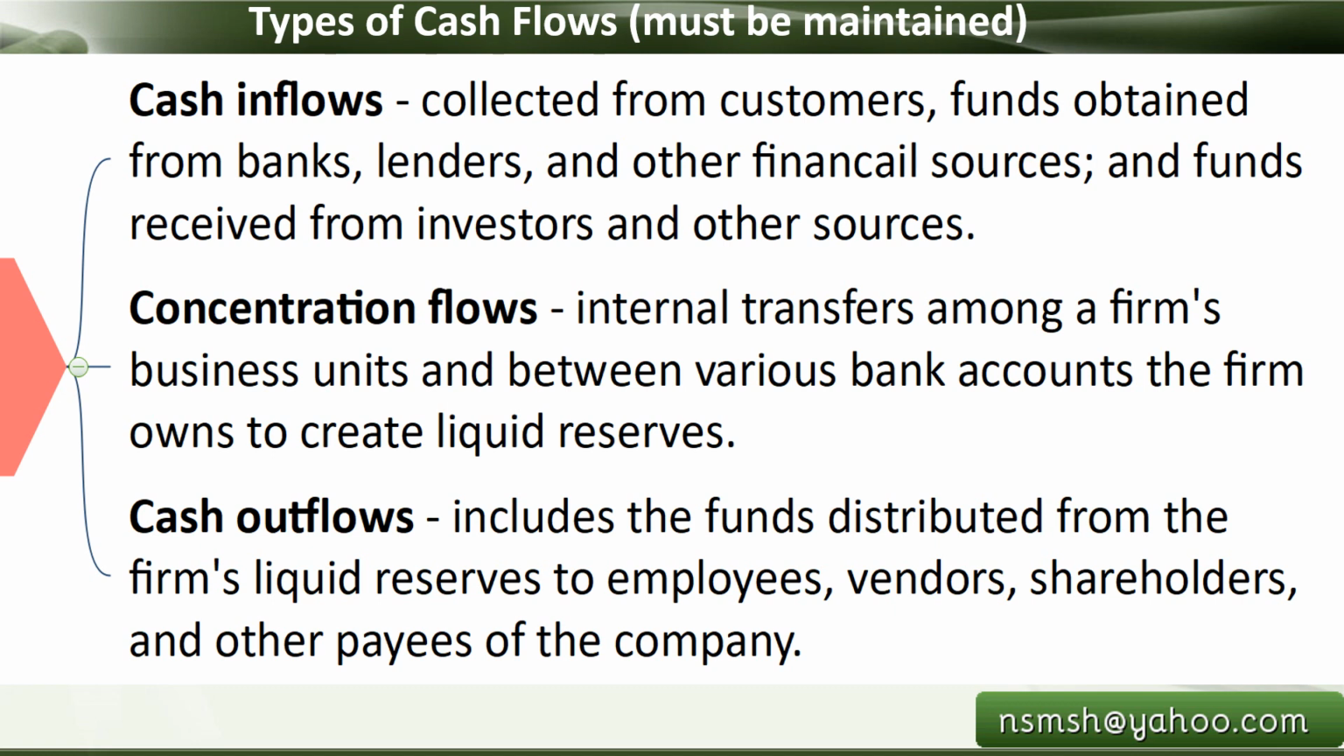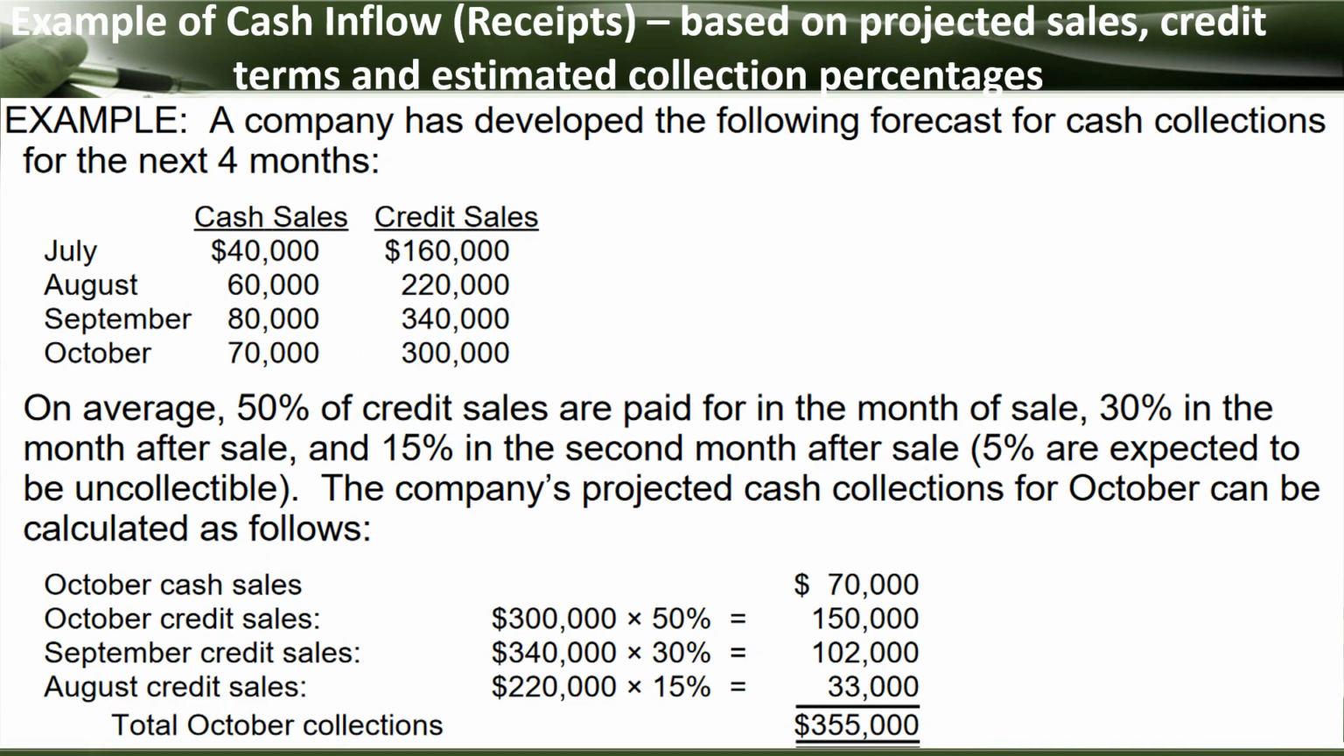For example, as part of the collection points, there may be various banks throughout this country or worldwide as collection points. All funds will be mobilized to those collection points. But internally, all of it will be transferred to one disbursement account, which is the centralized concentration account. That is called internal transfers. And then cash outflows include the funds distributed from the firm's liquid reserves to employees, vendors, shareholders, and other payees of the company. Here is an example of cash inflow, that is the receipts.